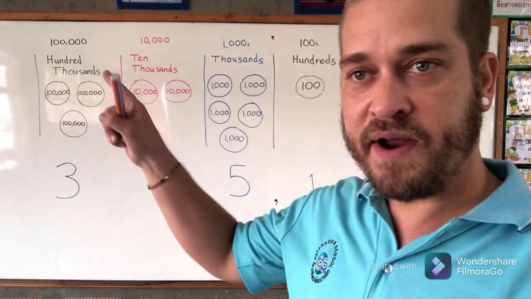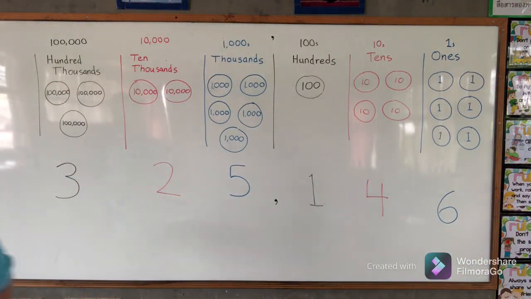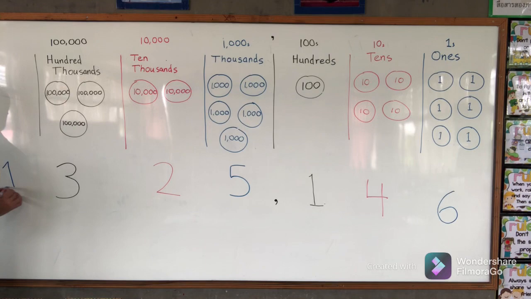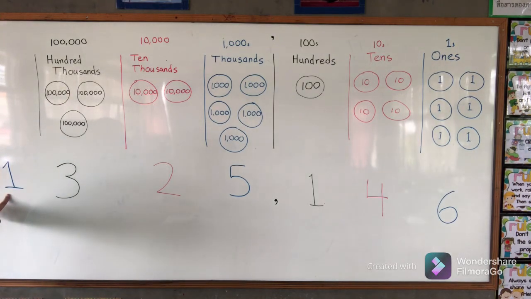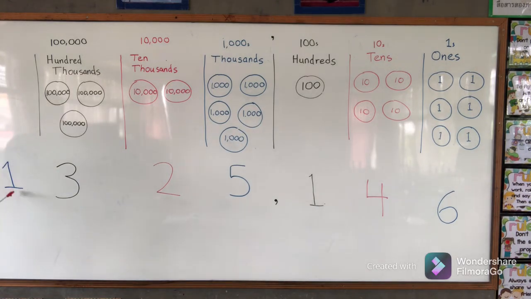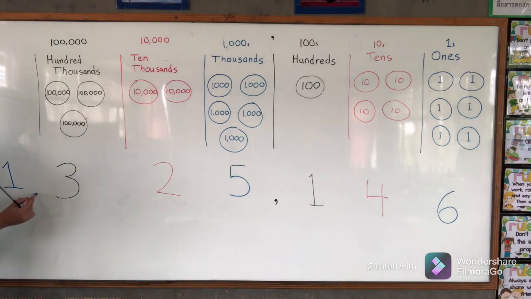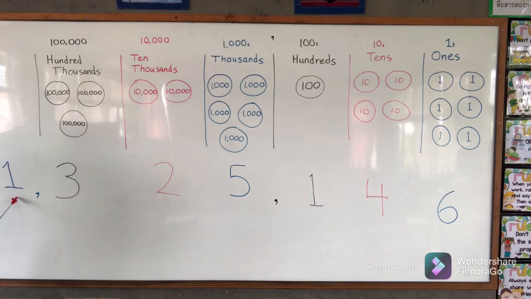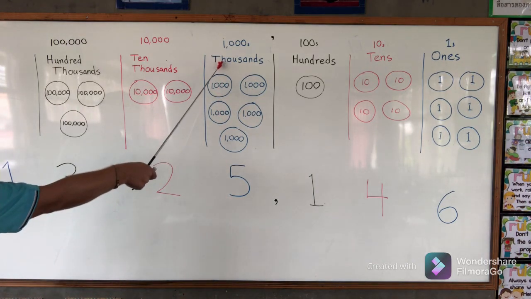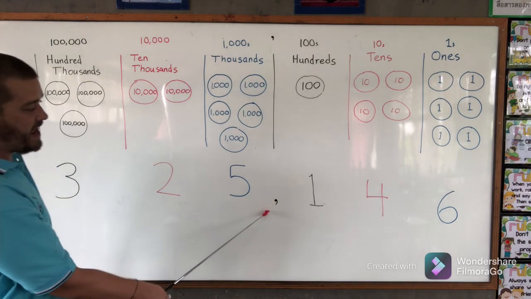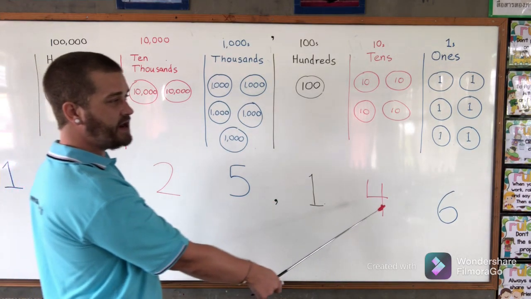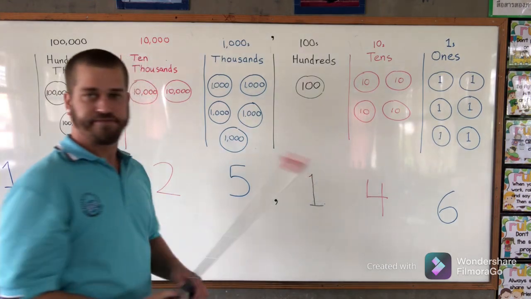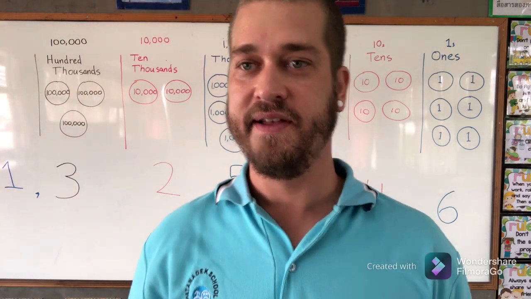What if we added a 1 right there at the very beginning? What if we have a 1 right here? Can you see that? Yeah. All right, so now we have 1 million, don't forget your comma, 1,325,000 and 146. It's a pretty big number, right?